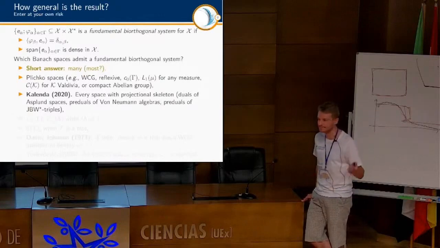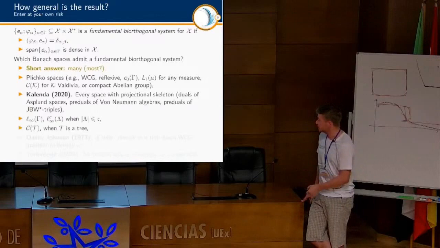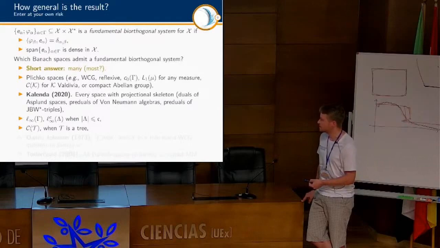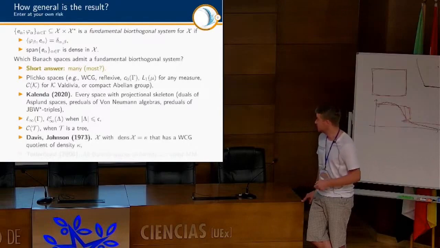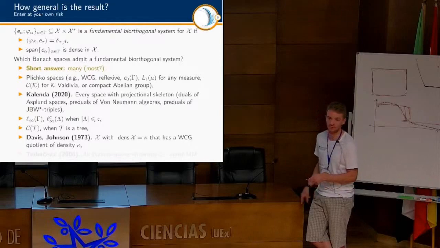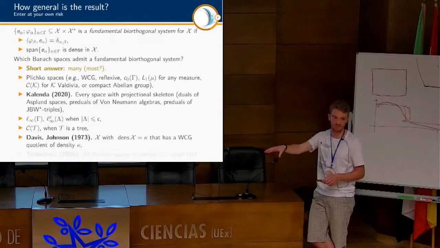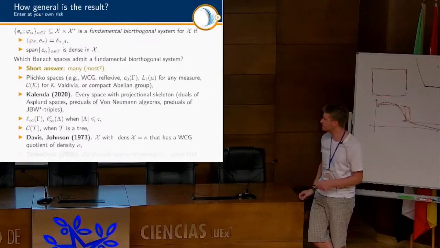It's some spaces. Some more explicit examples: continuous functions on trees with the coarse wedge topology, L infinity gamma, or the countably supported versions if the index set is not too large. Spaces with quotients that are WCG and have the same density. So if you quotient onto a WCG which is as big as what you started with, you also have it.